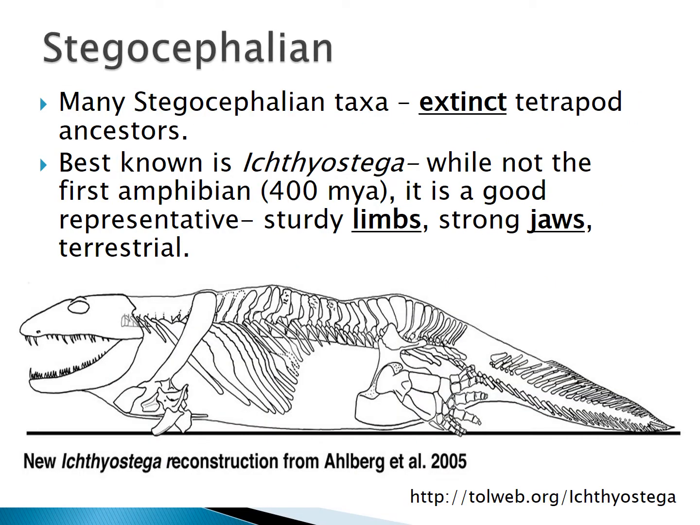So the stegocephalian, there's a lot of extinct tetrapod ancestors related to this guy. The best known ancestor to amphibians is the Ichthyostega. He's not necessarily the first amphibian, which existed about 400 million years ago, but it's a very good representative. He's got strong limbs, strong jaws, it's terrestrial.